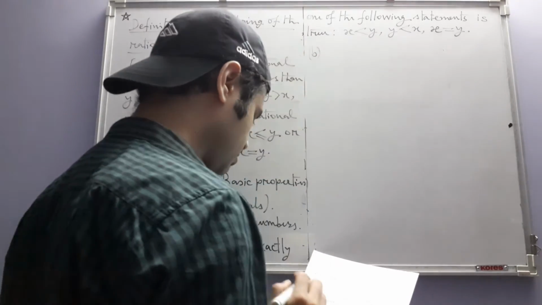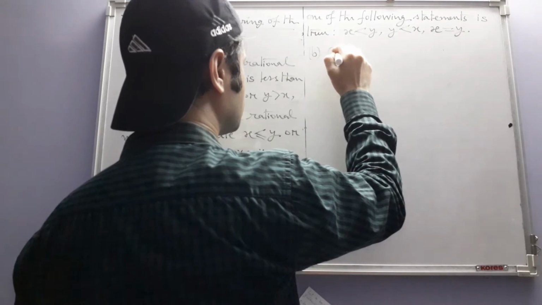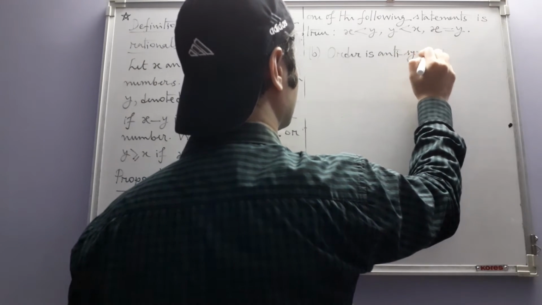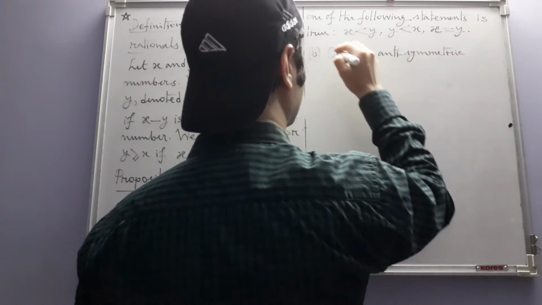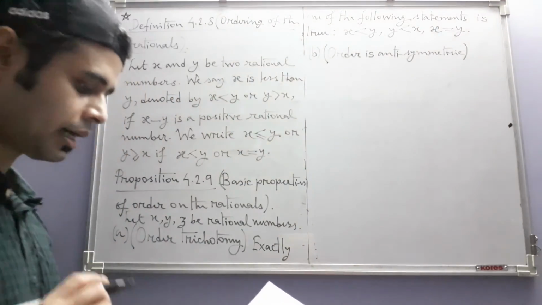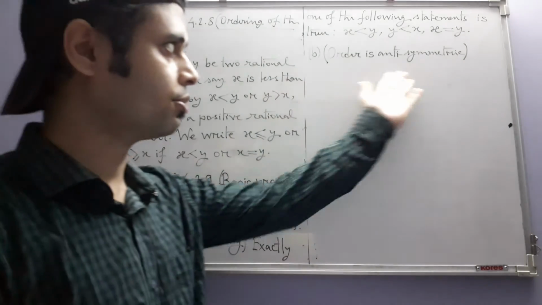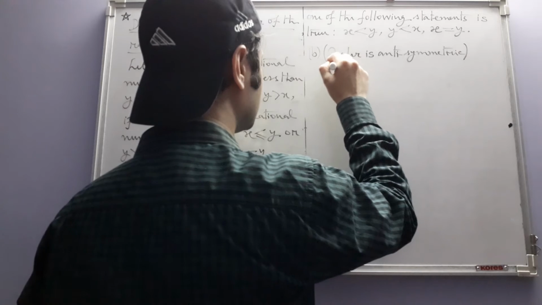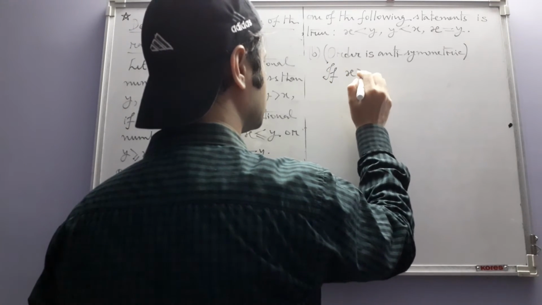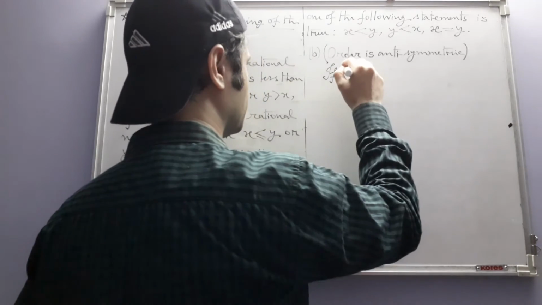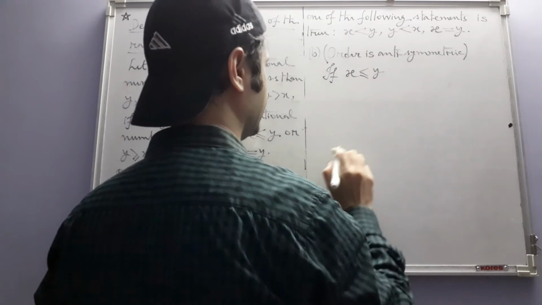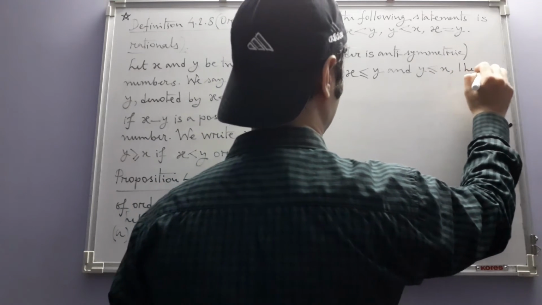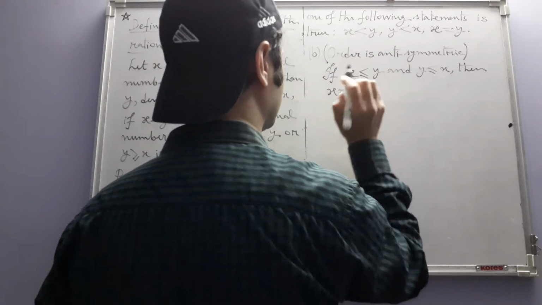Part B is order is antisymmetric. In the actual text, Tao has made a mistake. He wrote something that does not make sense. That's not what antisymmetry means. So the correct statement is this: since we are writing less than or equal to more often, let's use that. If x is less than or equal to y and y is less than or equal to x, then x should be equal to y.